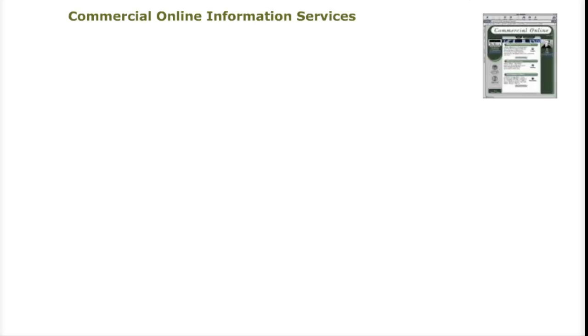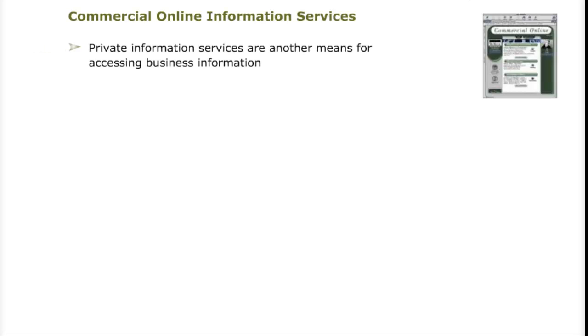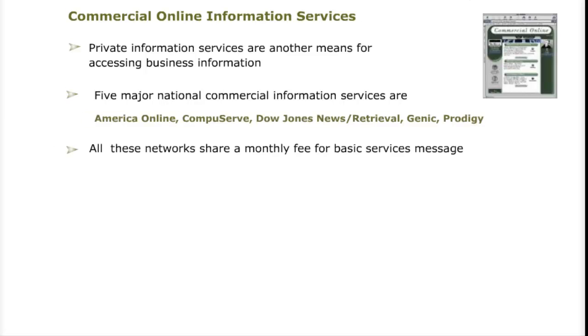Commercial online information services. Private information services are another means for accessing business information quickly and relatively inexpensively. The 5 major national commercial information services are: all of these networks share a monthly fee for basic services and may add hourly charges for other services. Some charge for each electronic mail message.